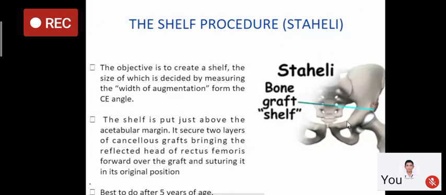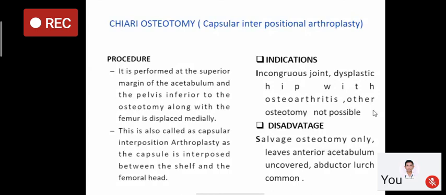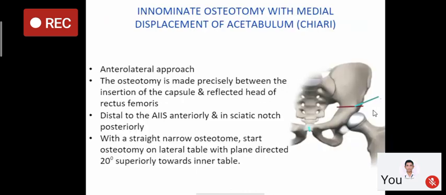Then shelf procedure. What is there? There is obliquity, increased obliquity. So you make a shelf over the lateral aspect. Bone graft is put to make the shelf operation. Chiari osteotomy. This is interpositional arthroplasty. You make a cut and you immediately displace it so that there is pressure on the roof area of the head, and it does not dislocate out. So medial displacement osteotomy.